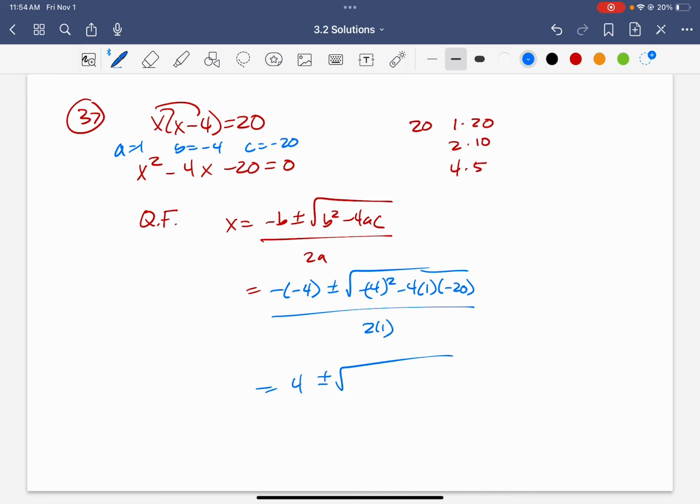So it's 4 plus minus root 16. This is always going to be positive because it's squared. So this is negative 4 got squared. Oops. Negative 4 got squared. Minus a minus is a plus. So that's plus 80 over 2. So it's 4 plus or minus square root of 96 divided by 2. Notice when you add those digits, you get 15 for 9 and 6.